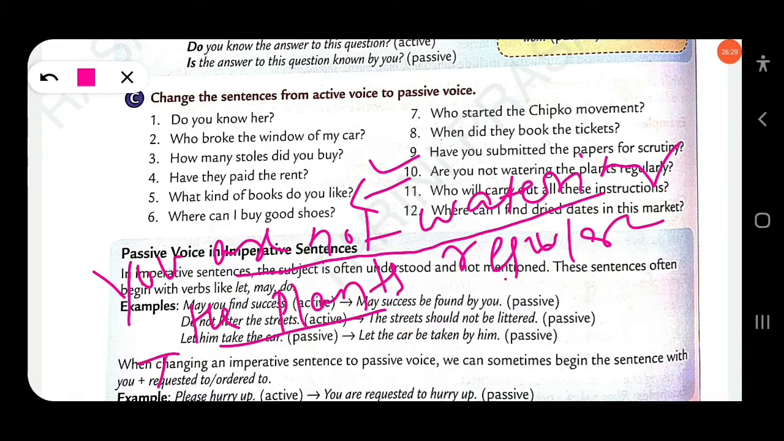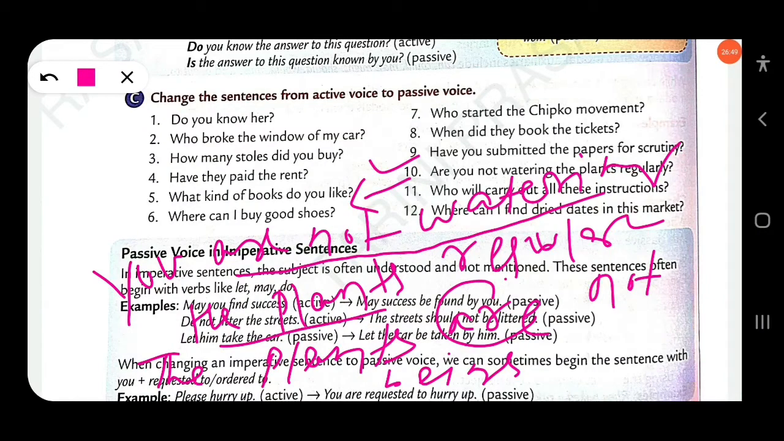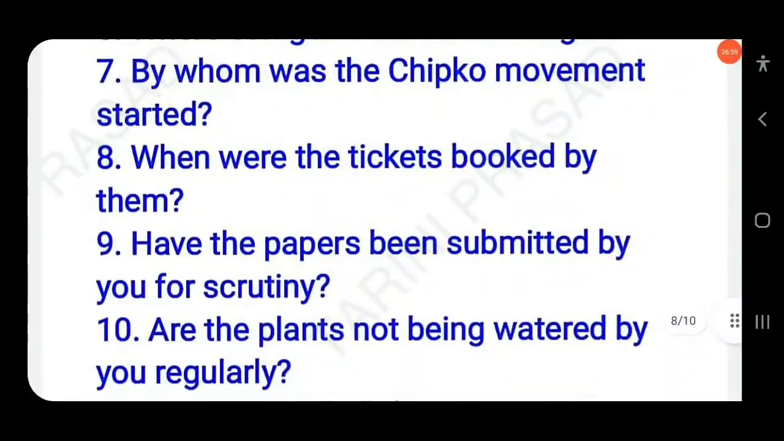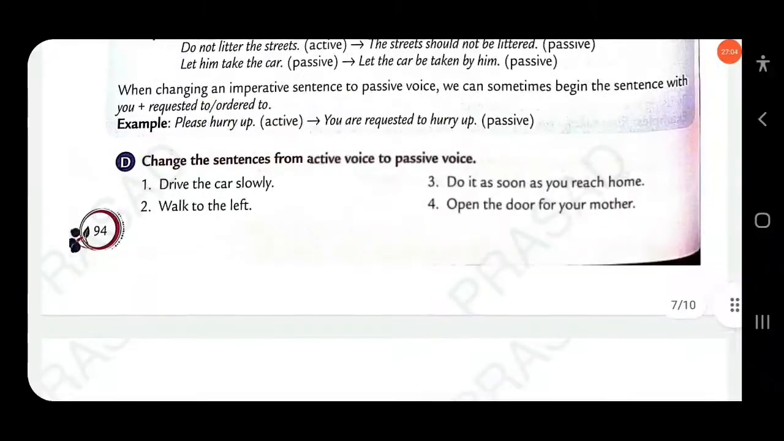So you have to change into passive now. The plants, plural, so you have to use are. The plants are not being watered by you. As the question is asked in yes-no format, you have to use are at the beginning of the sentence. Are the plants not being watered by you? Clear? So here, are the plants not being watered by you regularly? You have to also add regularly at the end of the sentence.